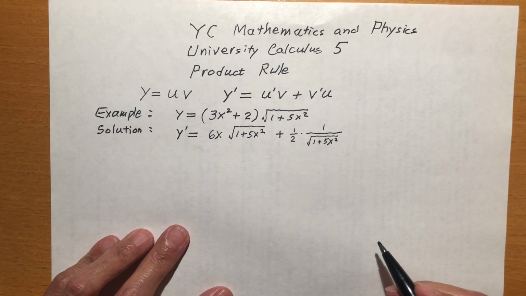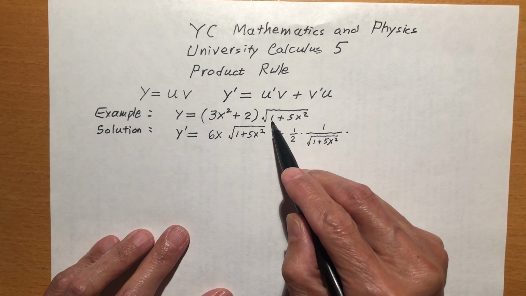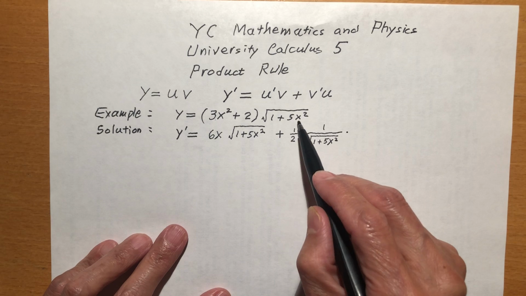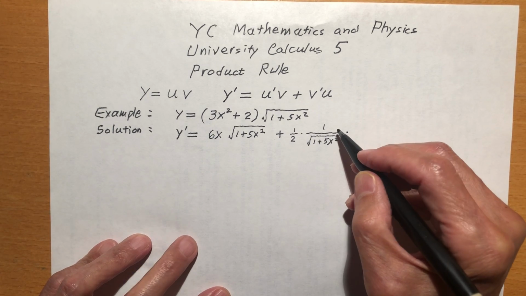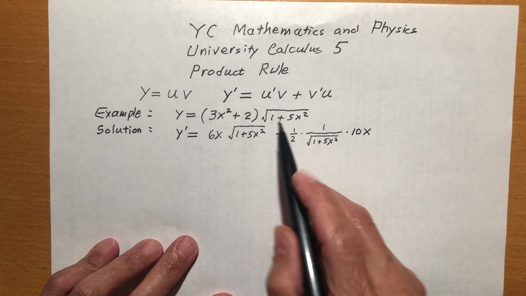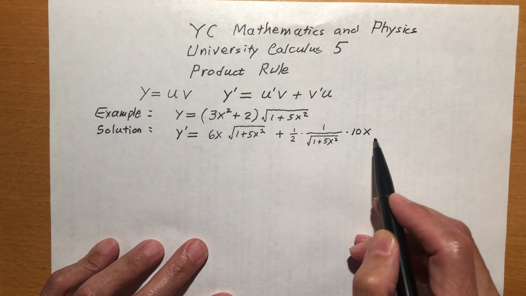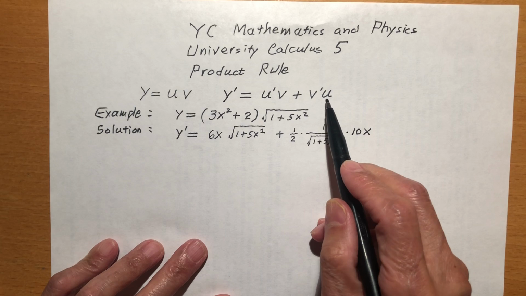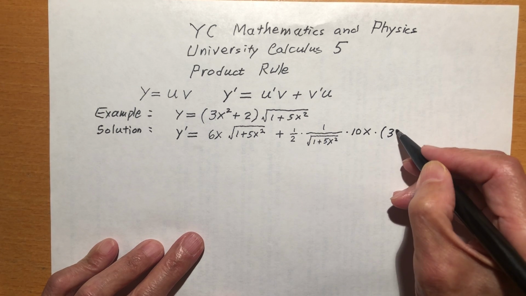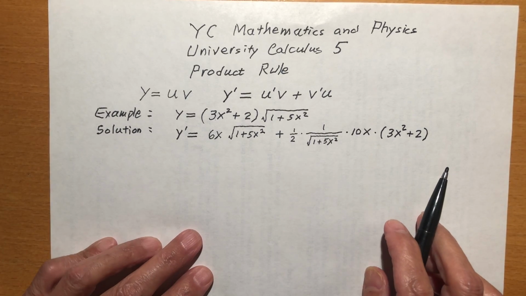But this is not the end. We have to multiply the derivative of 1 plus 5x squared. The derivative of 1 is 0. The derivative of 5x squared is 10x. So we must multiply 10x. So this part is the derivative of this part. This is the function v. So this is v prime. But don't forget, you have to multiply u. U is this bracket. So you multiply this bracket. So this is the application of the product rule.